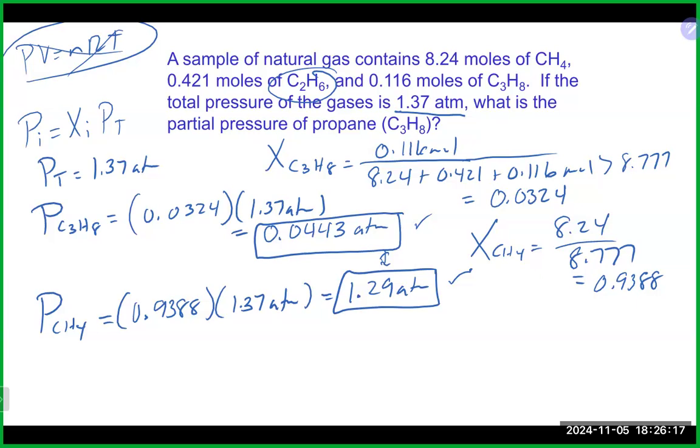So again, this is a situation where you do not have enough information to use the ideal gas law, but you have a total pressure, and you have enough information to get the moles of all the gases. You can use this gas law right there to figure it out. Any questions on those two types there?